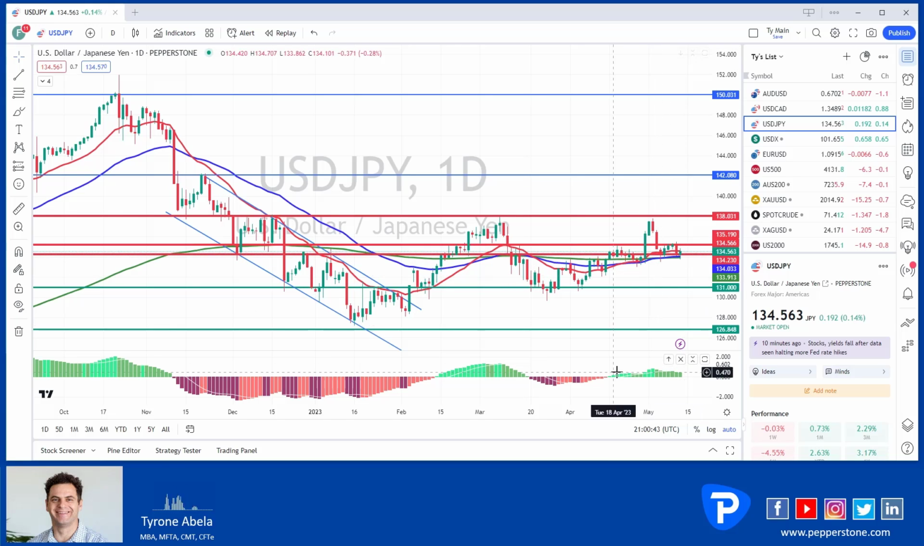Very, very minimal range. As you can see, the MACD is nearly flattening out, which is telling us that the 12 and the 26 moving averages are all but crossing or touching each other. And the 50 and the 20 and the 200 are doing the same thing.